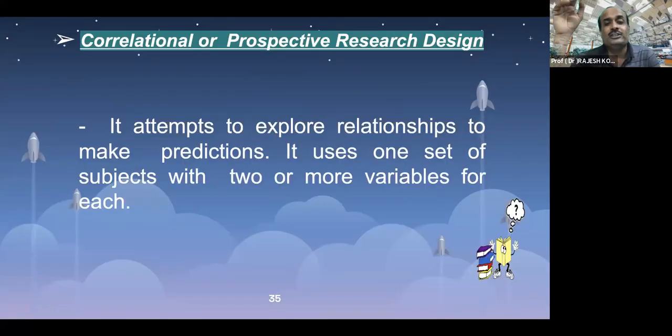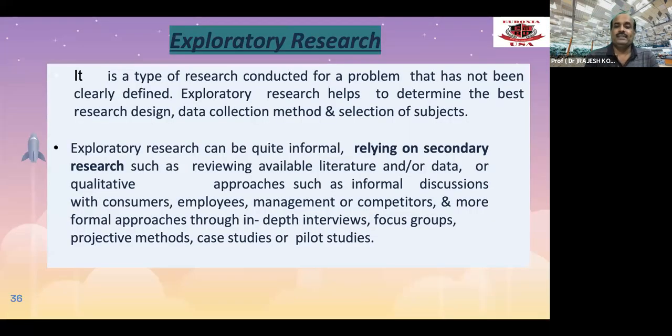Next is the correlational or prospective research design. It attempts to explore relationships to make predictions for the future. It uses one set of subjects with two or more variables for each. Next one is exploratory research. It is a type of research conducted on a problem that has not been clearly defined, to explore it. It helps to determine the best research design, data collection method, and selection. It is always in an assumed way.